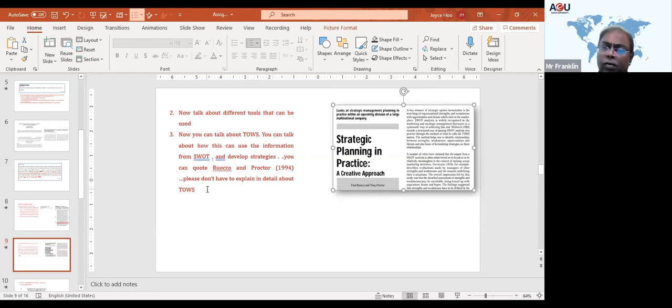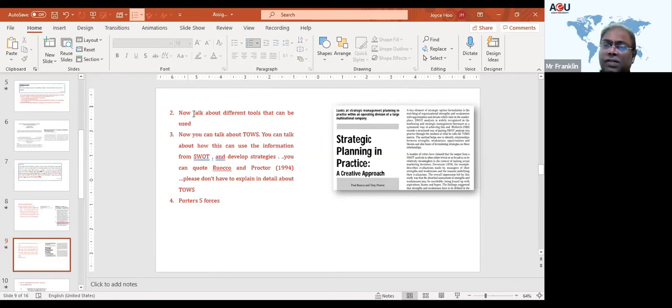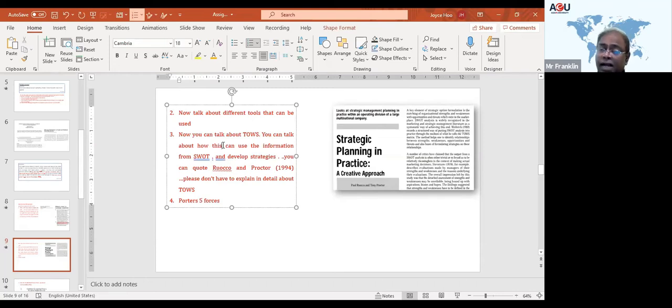Now you can also talk about Porter's Five Forces. So these are the different tools. Here you can say that earlier tools were not relevant, and there are other new tools being used, which we will discuss in this slide. Then you talk about the TOWS matrix which has been used. Here again, no need to elaborate too much on TOWS. Just talk about the key things only. Why is TOWS relevant?